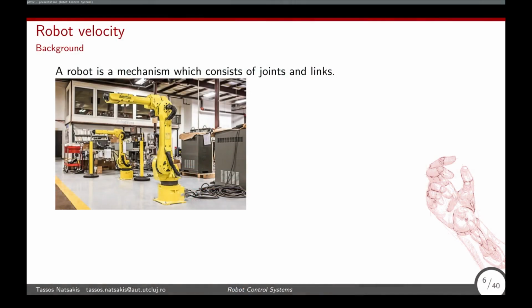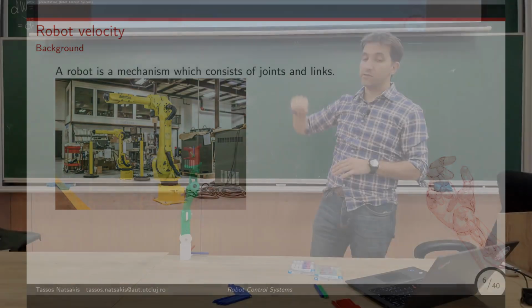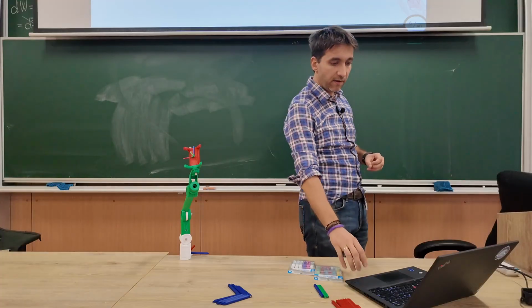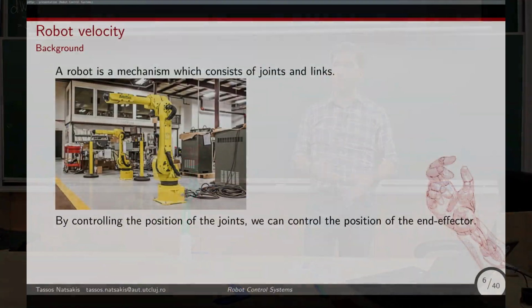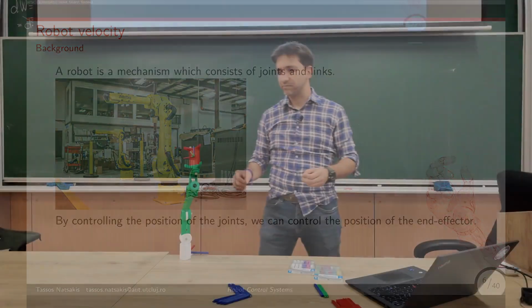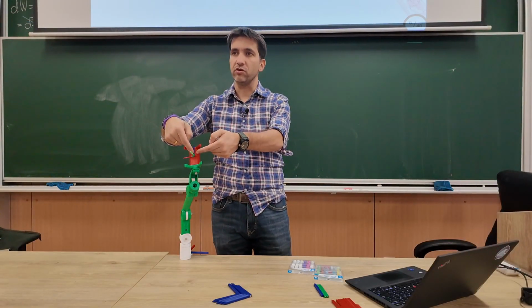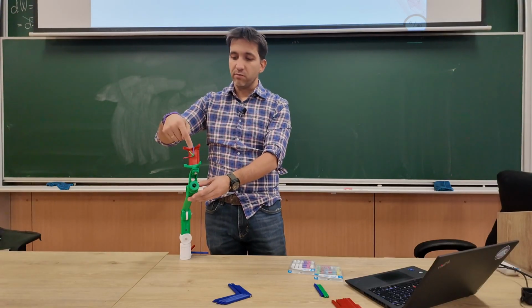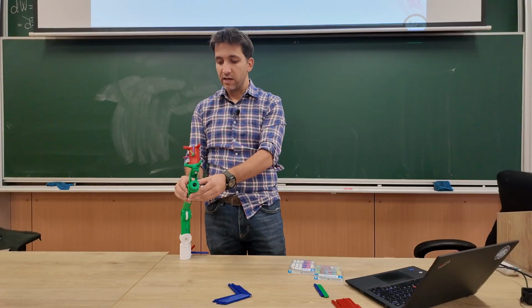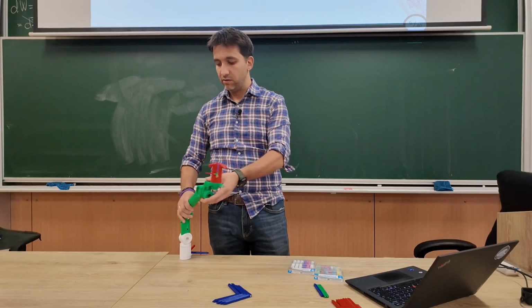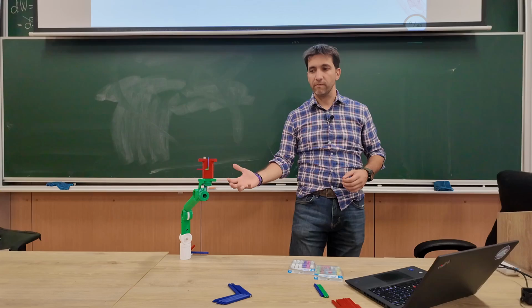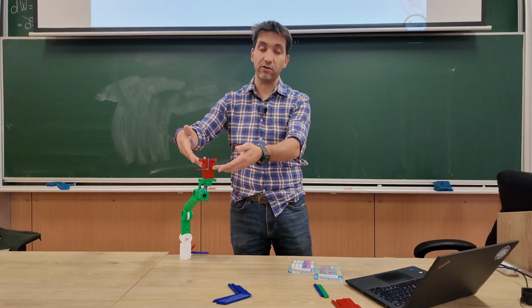Right, so again, what we've seen so far, we talk about these kind of robots, articulated robots, robot arms, which is basically a mechanism consisting of joints and links. And we saw that by controlling the position of the joints, we can control the position of the end effector. And we saw a way to calculate this relationship, like, okay, how does the position of the end effector change for different joint coordinates, right? So we control joint position, and that affects the end effector position.